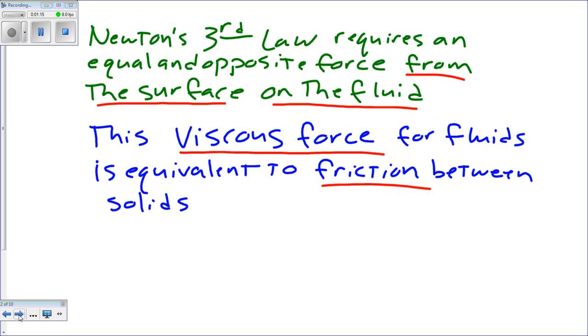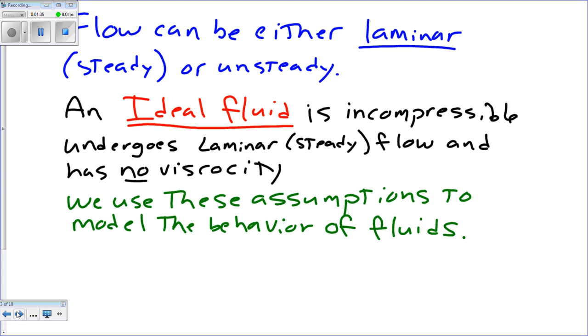It's really the same thing as friction between solids. When you slam on your brakes and your tires are rubbing on the road, that force of friction is equivalent to a fluid rubbing on the side of a pipe. It's a resisting force. It basically causes the fluid to slow down. Now, flow can be either laminar or steady, or unsteady.